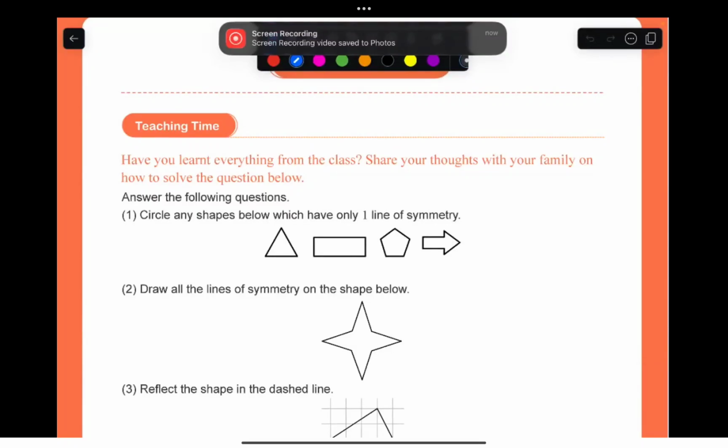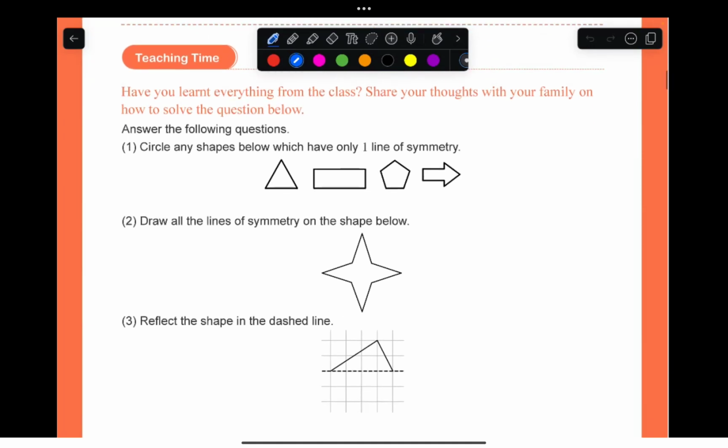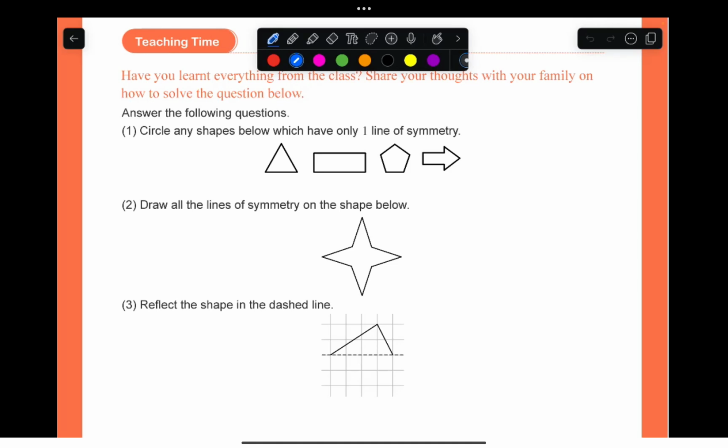So in this video, I will explain all the questions in the after class section. So let's start with the teaching time. Answer the following questions. Circle any shapes below which have only one line of symmetry. Okay, so be careful. We need the one that has only one line of symmetry.